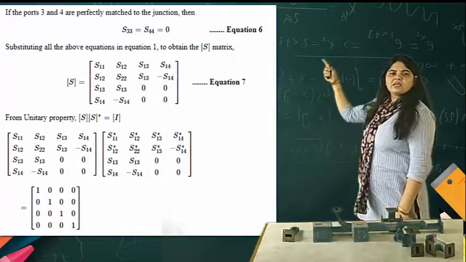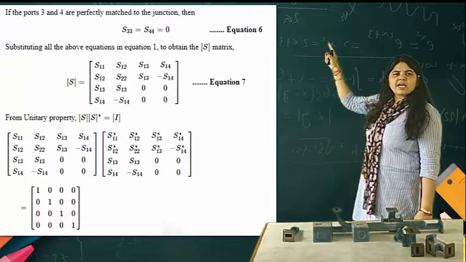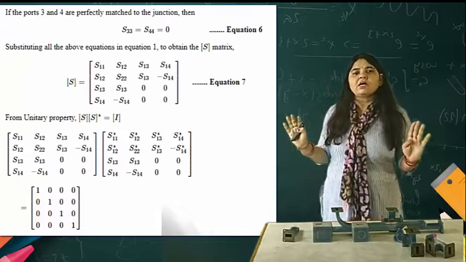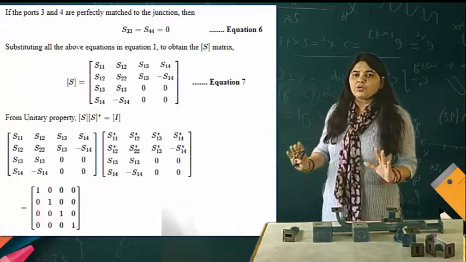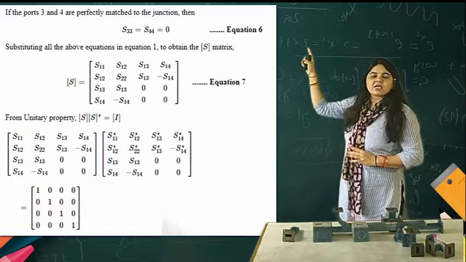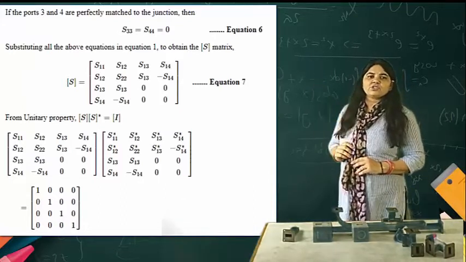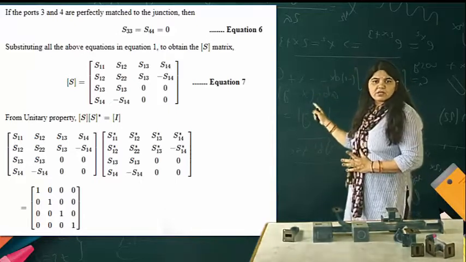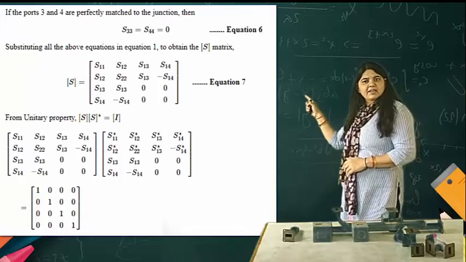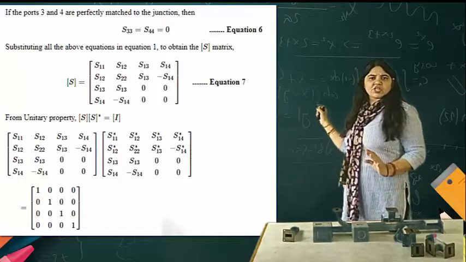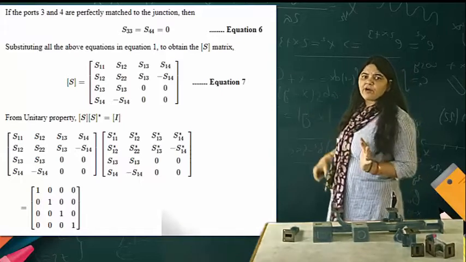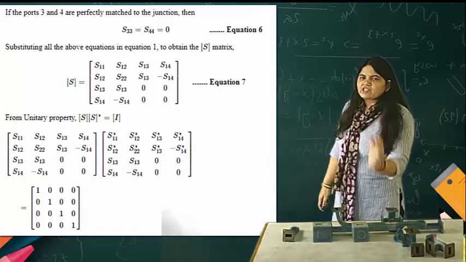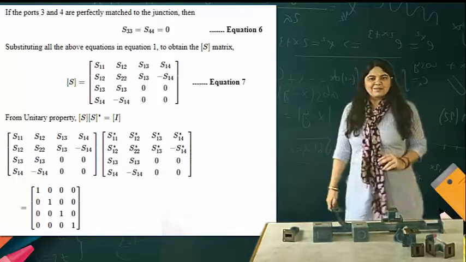Now you can see over here, if ports 3 and 4 are perfectly matched, there is no outcome from that particular port. So you can say that S33 is equal to S44 is equal to 0. Putting all the values in the equation, you get equation number 7. That's a matrix which consists of all the values that we found by studying the functioning of the H plane T, E plane T, and the magic T.